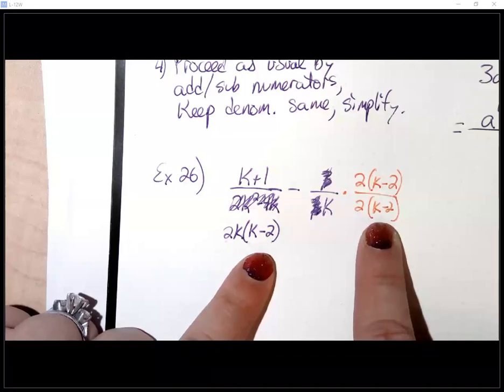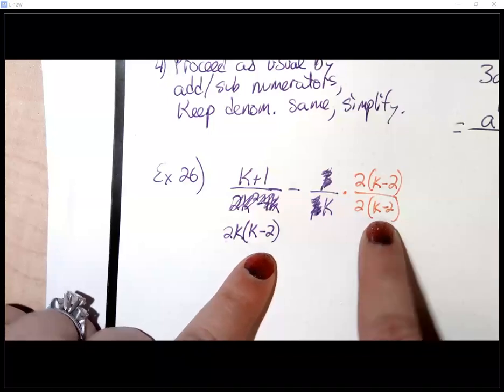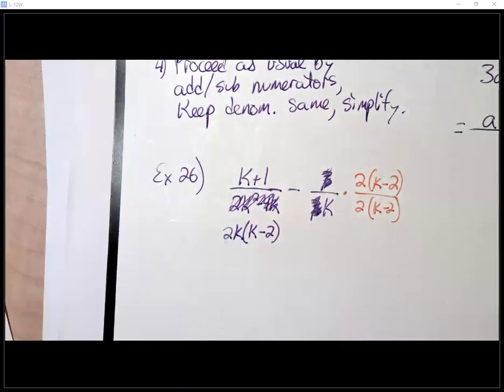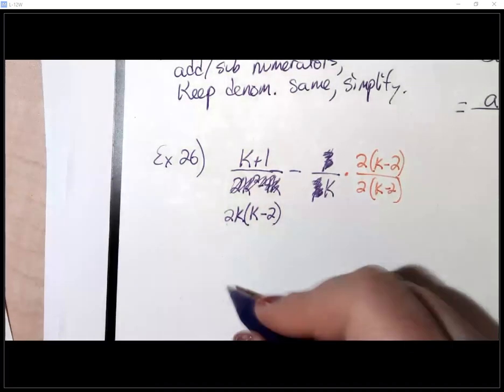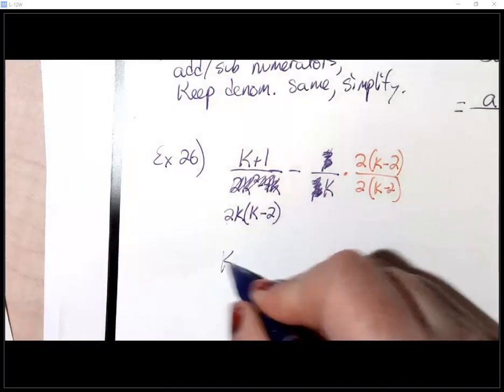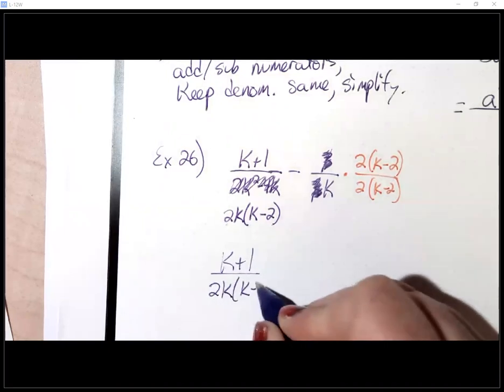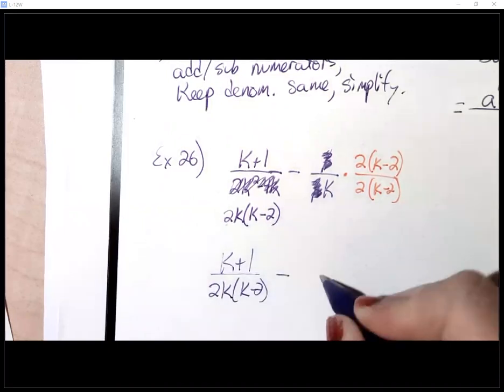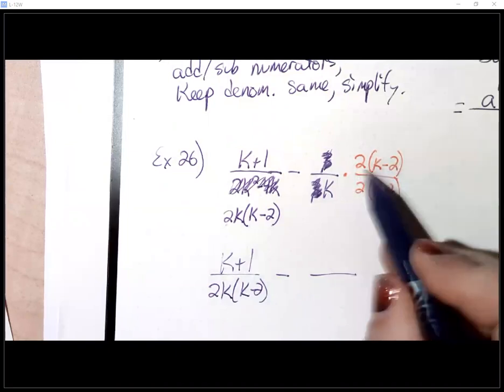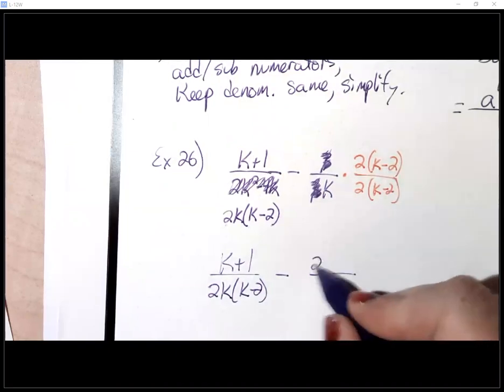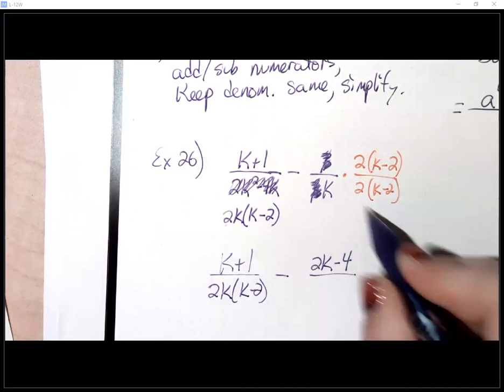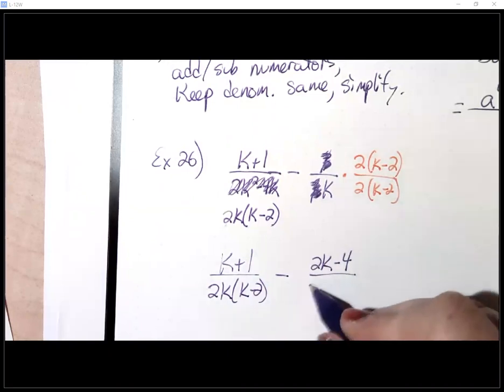So it's up to me now. I have to do the operation up on the top. So let's write this a little bit neater and figure out where we're at. My first fraction really hasn't changed. I still have K plus 1 over 2K times K minus 2. All right, minus this one, I do need to distribute that. So that's now going to be 2K minus 4. And then in the denominator, I'm going to have 2K times K minus 2.